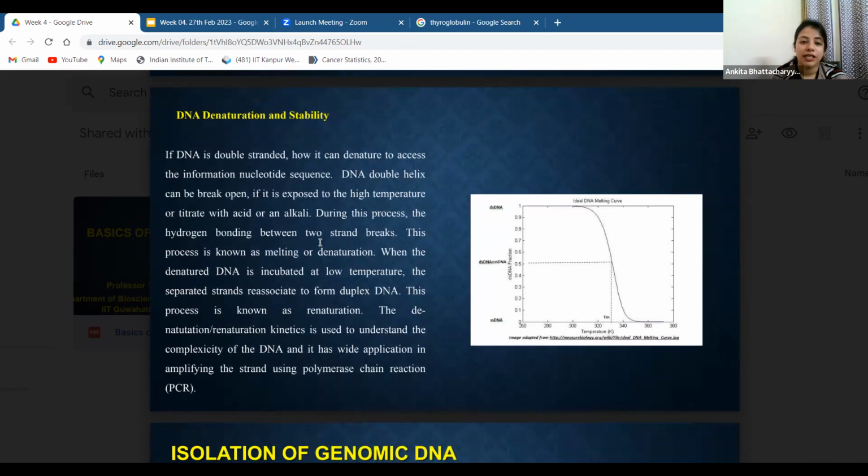So then we come to DNA denaturation and stability. If it is double-stranded, how are you denaturing it? You can use acid or alkali to actually carry out titration of the same. So when denatured DNA is kept at low temperature, you can see that this is the melting curve for DNA. But this is the temperature at which you have single-stranded DNA.